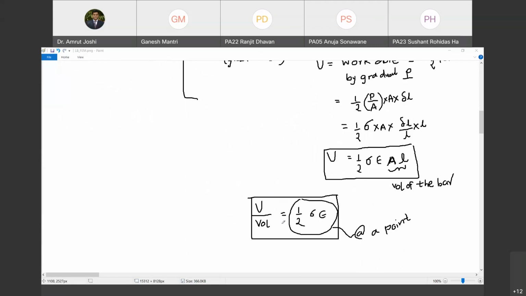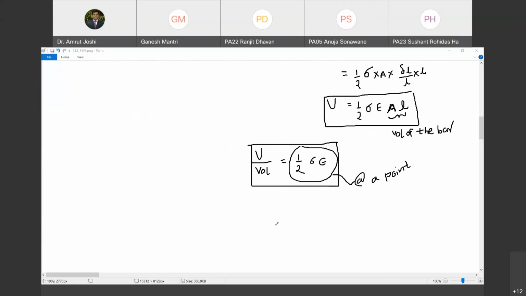Yes. Now let us look at the general scenario. In general, there can be stress sigma xx, sigma yy, sigma zz, tau xy, tau xz, and tau yz. Do you agree with me? Yes, sir. So now the question is, how do I write down the expression for strain energy stored per unit volume?